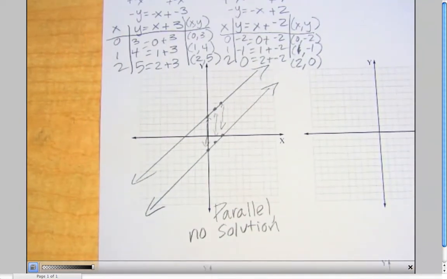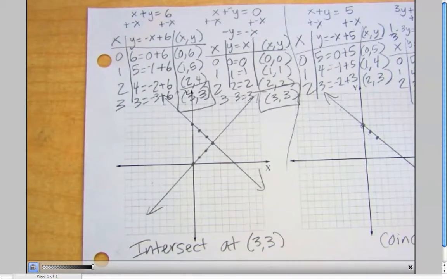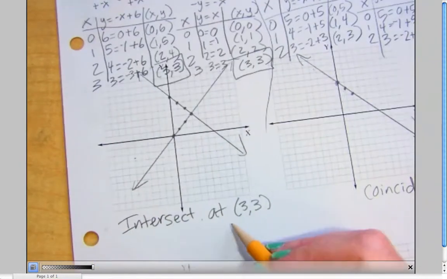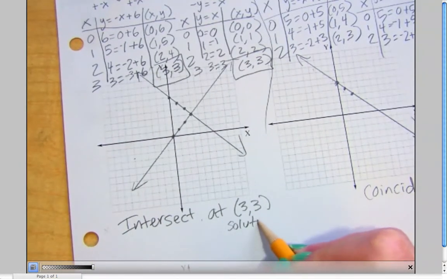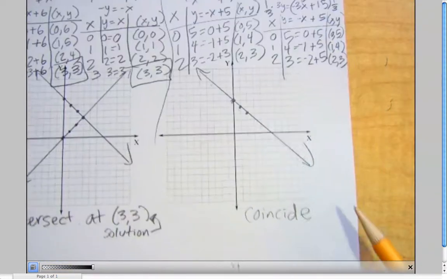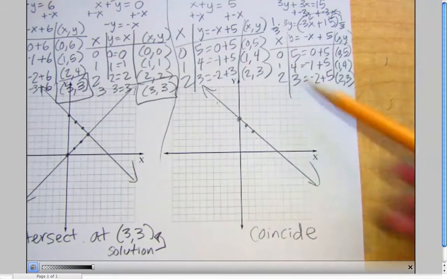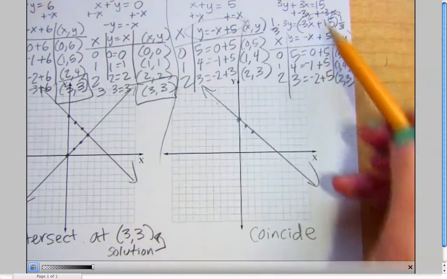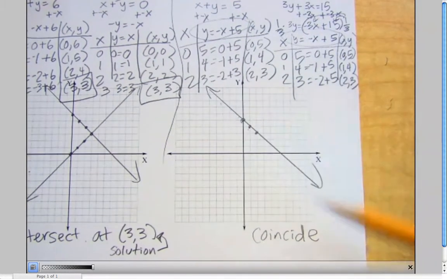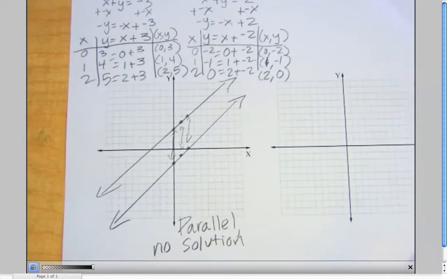So those are our three options of what can happen. They can intersect, which is what normally happens most often, and there's a solution. They can coincide, which means they end up being the same equation. You'll notice that quickly, because when you solve for y, you'll get the same thing for both of them. You don't have to do the table for both; you can just graph one of them. And the last option is they can be parallel.